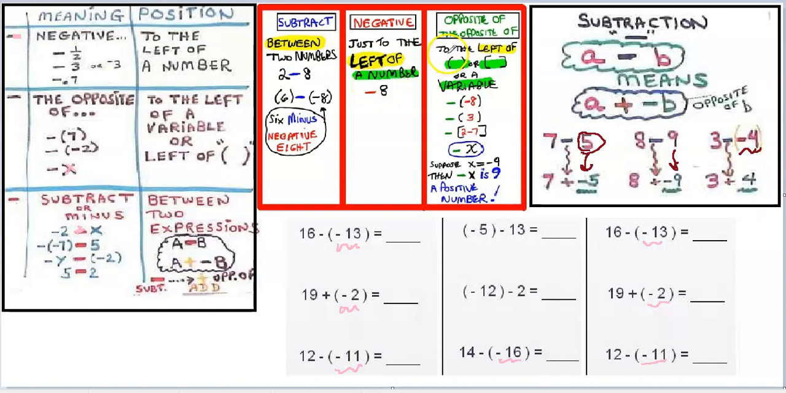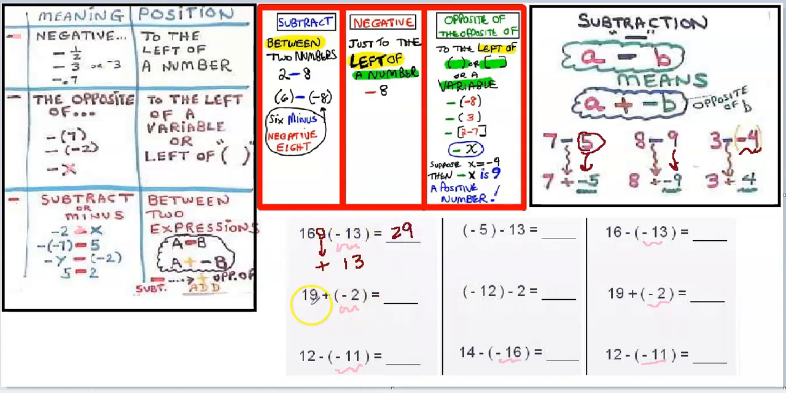All right, how about opposite of? That's important when you have a variable. We'll get into that in a minute. Let's do a few of these problems. Most of these are subtraction problems. So you can see right here, that's subtract, so we change it to add, and we take the opposite of the 13. So we got 29.